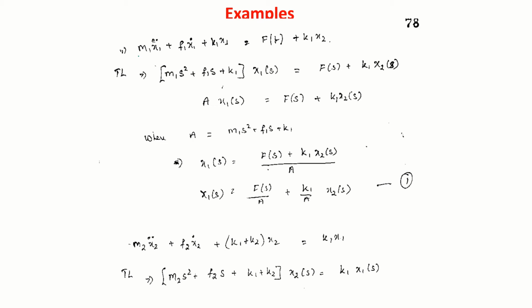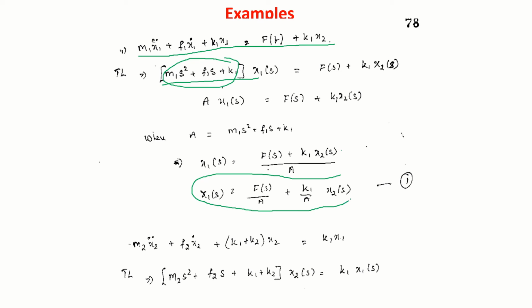So here you are getting m1 x1 double dot, f1 x1 dot, k1 x1 is equal to f of t plus k1 x2. So take the Laplace: (m1 s square, f1 s plus k1) whole of x1 of s is equal to f of s plus k1 x2 of s. You call this, let's say, a. So a x1 of s equals f of s plus k1 x2 of s. Okay, so x1 of s is equal to (f of s plus k1 x2 of s) by a. Or we can write x1 of s like this, separating it out.